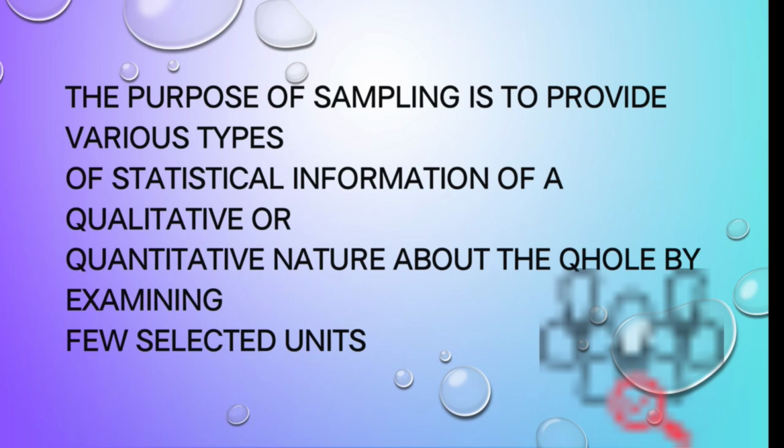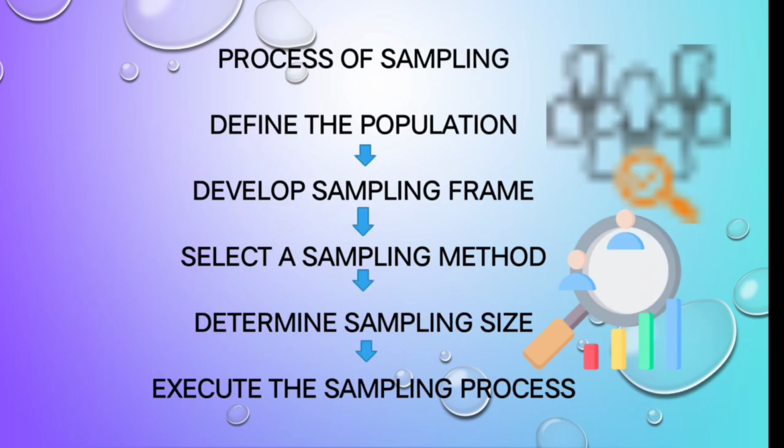The purpose of sampling is to provide various types of statistical information of a qualitative or quantitative nature about the whole by examining a few selected units. This has some sequences. First is the process of sampling: define the population, which population I am going to choose.